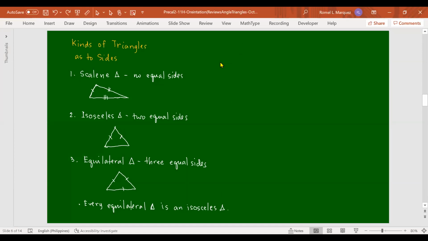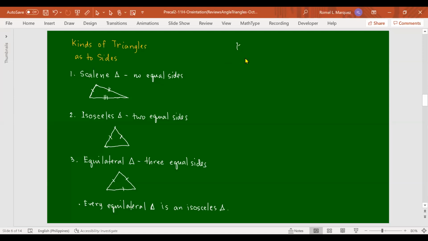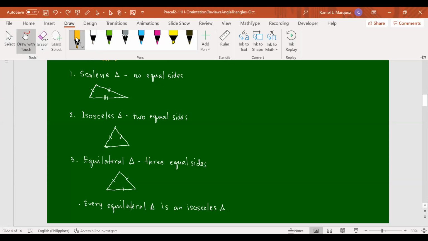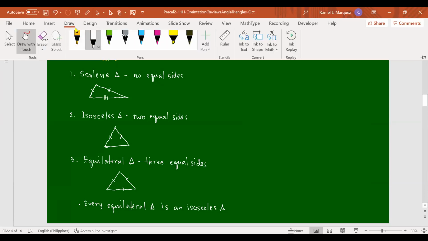And then the last classification we have: we're now in a hurry. What are the other kinds of triangles according to angles? What are they, guys? Right, acute, and obtuse. Kinds of triangles as to angles. So how many? There are 3.